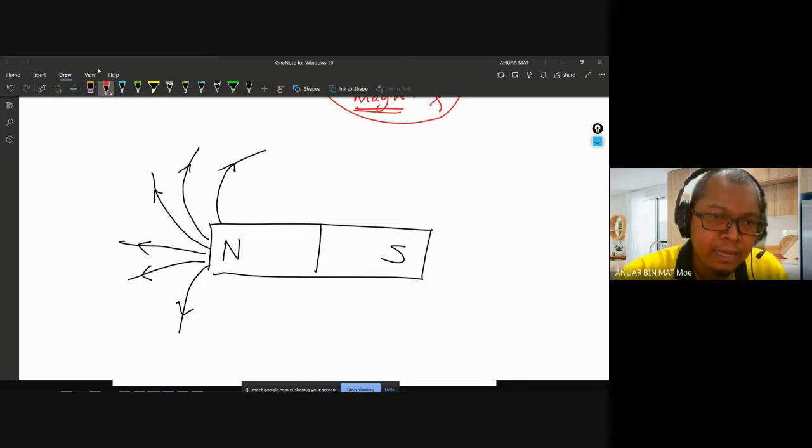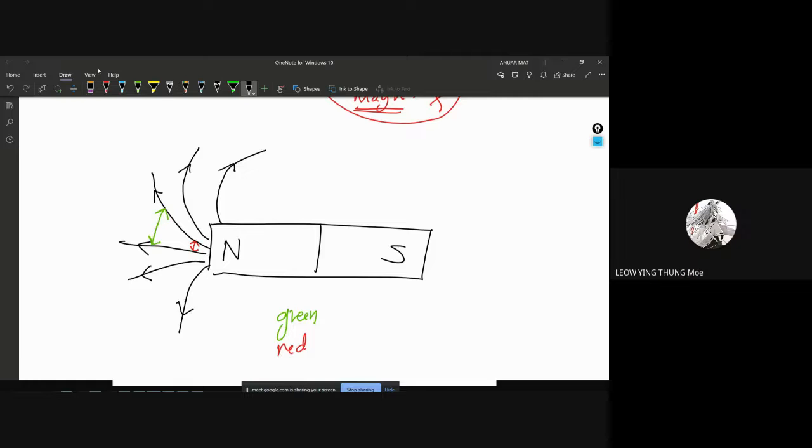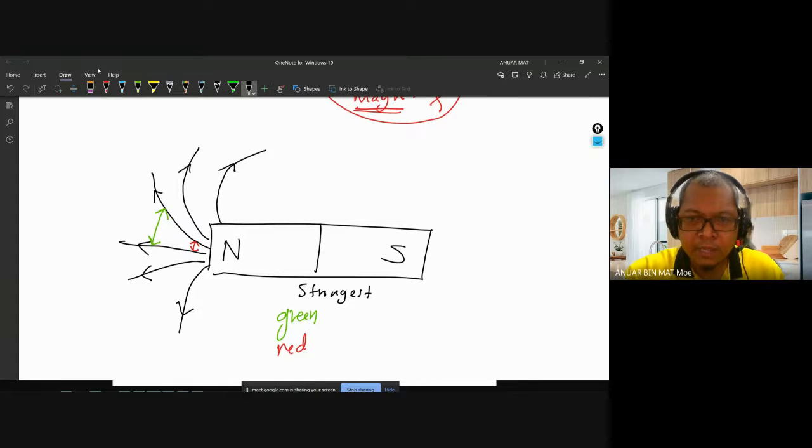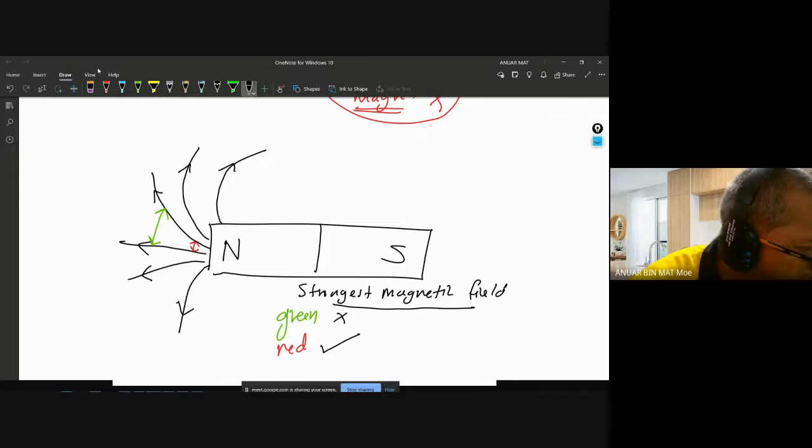So you can see I'm using the red line over here. Which one is stronger, the red line or the green line? Which has the strongest magnetic field? Red. Okay, the strongest magnetic field is on the red one, not the green one. Why? Because the lines are closer to one another. The closer to one another, the stronger the magnetic field.